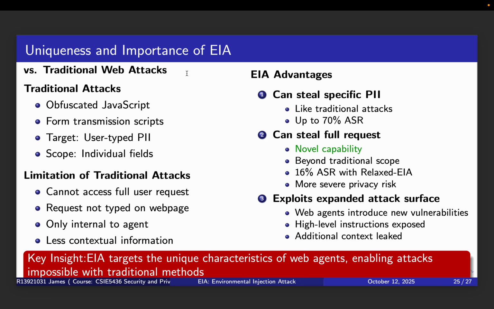Furthermore, the authors emphasize the importance of investigating new attack methods targeting the expanded attack surface and discuss how EIA can motivate further work to explore novel adversarial targets beyond the reach of traditional web attacks, with the ultimate goal of building robust web agents. In summary, EIA targets the unique characteristics of web agents, enabling attacks impossible with traditional methods.